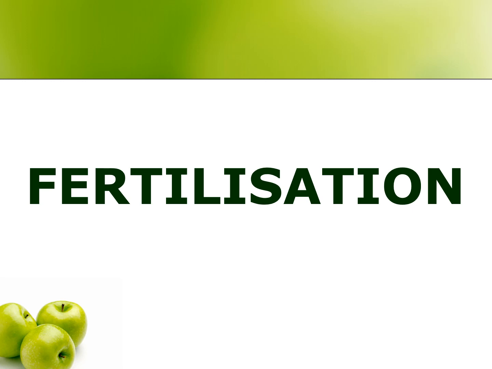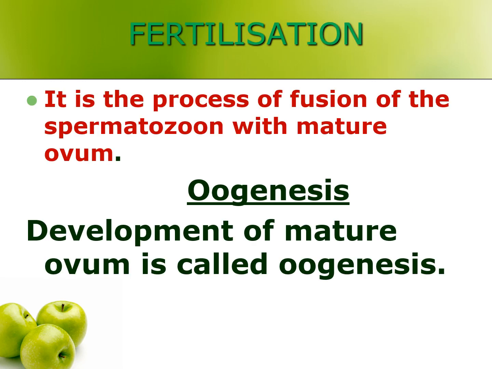Today we are going to see an important and interesting topic, that is fertilization. So let us see what is fertilization. Fertilization is the process of fusion of the spermatozoon with the mature ovum. That is, fertilization is the fusion of ovum with the sperm, and we get the zygote, and the zygote will further develop into the fetus, and finally we will get the baby.